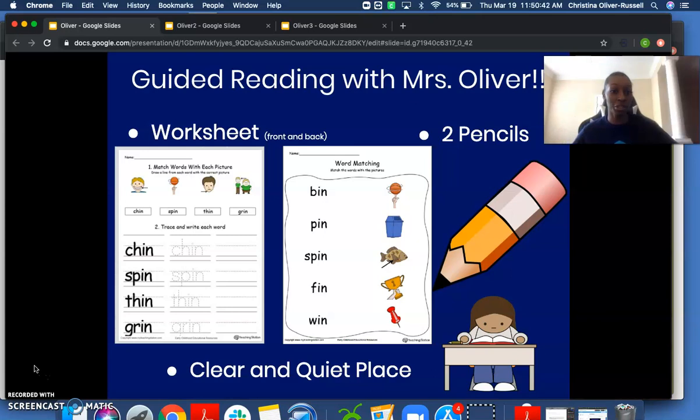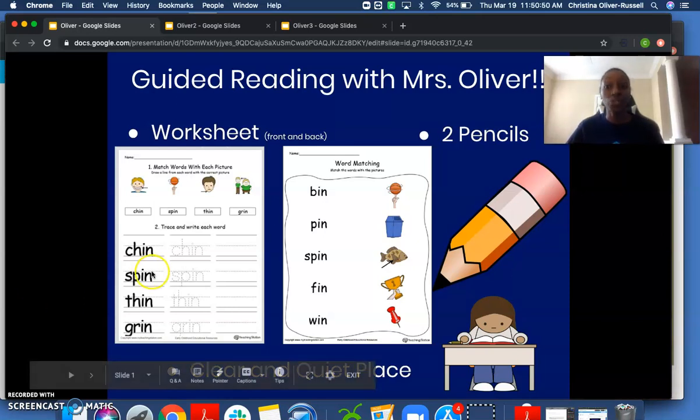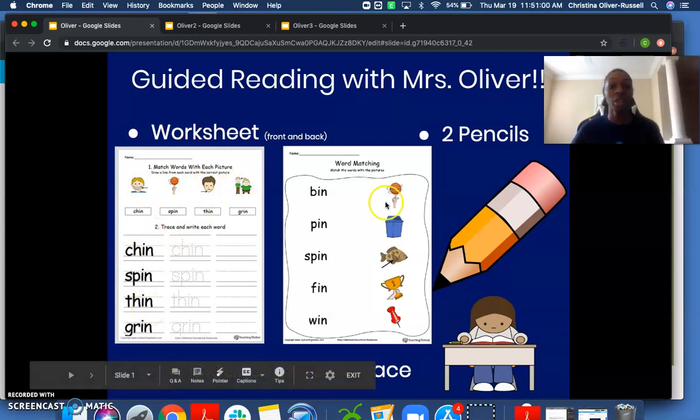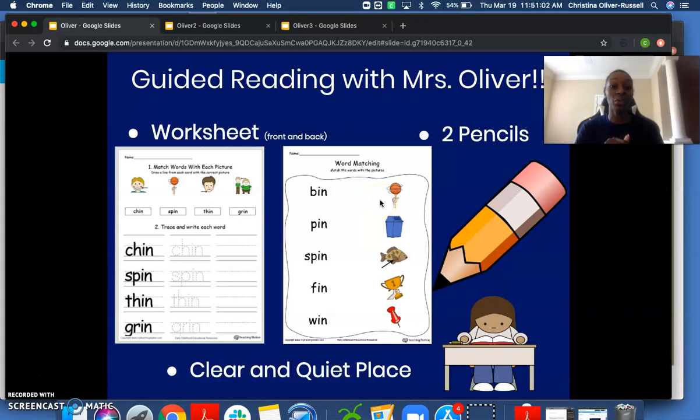We're going to jump right into our lesson because we have so much to talk about in so little time. So the first thing, we want to make sure we have our things in place before we get started. You want to first make sure you have this worksheet. The front half of the worksheet says match words with each picture. You're going to have these 4 pictures at the top and 4 words at the bottom. Then you want to make sure the back half of the worksheet says word matching with words on one side and pictures on the other side.